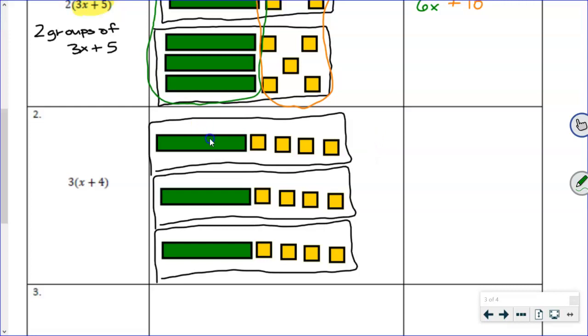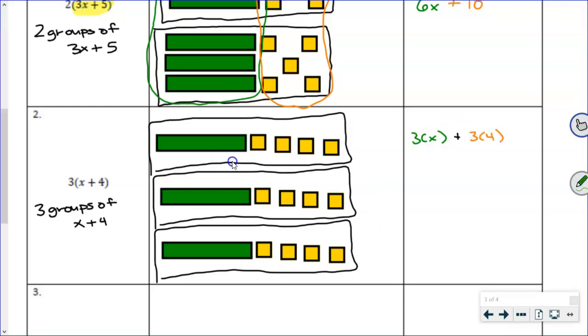So again, I have x plus 4 in a group, but I have 3 of those groups. That number on the outside tells us how many groups. Let's write that down. We have 3 groups of, and yes, I want this to be part of your notes, 3 groups of x plus 4. Which means I have 3 groups of x, and I also have 3 groups of the 4 unit tiles.